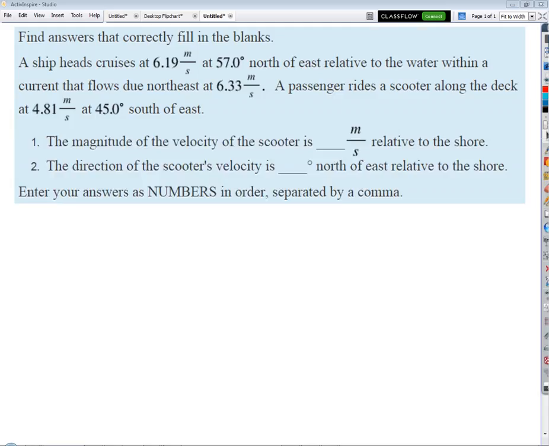All right, ship heads... Okay, so I get the wordings. The ship cruises at 6.19 meters per second at 57 degrees north of east, relative to the water, within a current that flows due northeast at 6.33 meters per second. And these are all going to vary now, right?